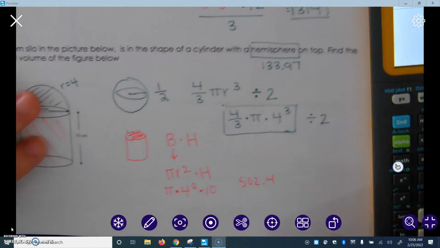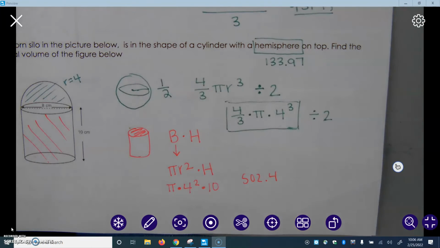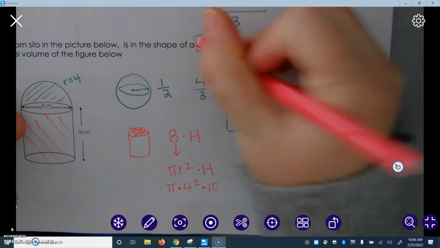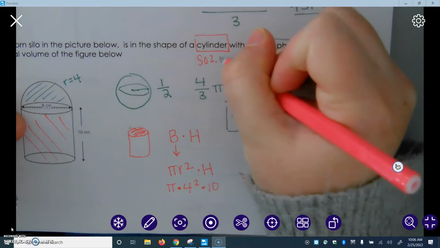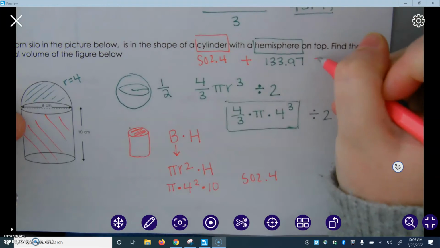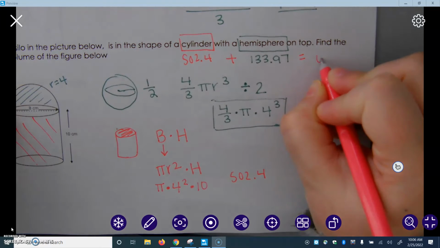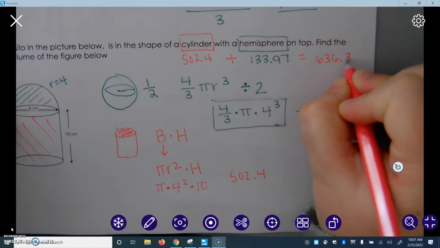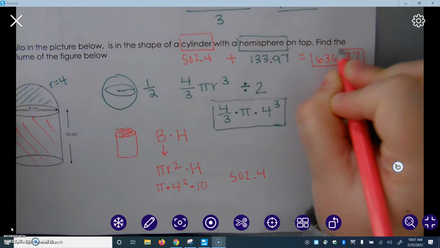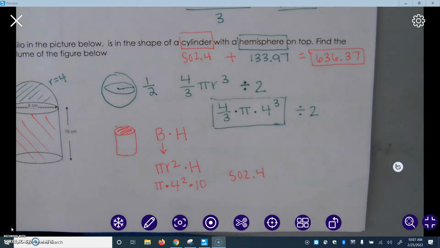And because this figure is both of those shapes put together, the last thing that I'm going to do is add. So my cylinder is 502.4 plus the hemisphere. So plus 133.97, 636.37. That would be my final answer.